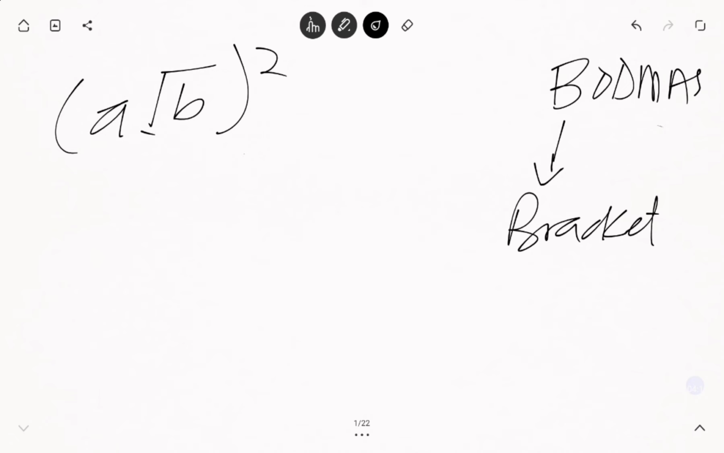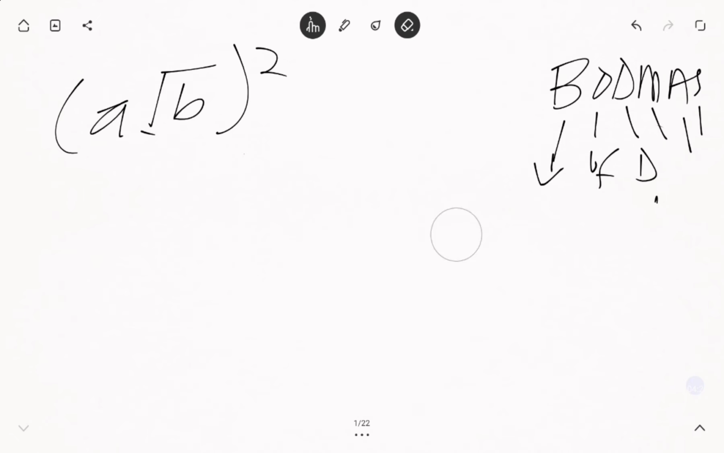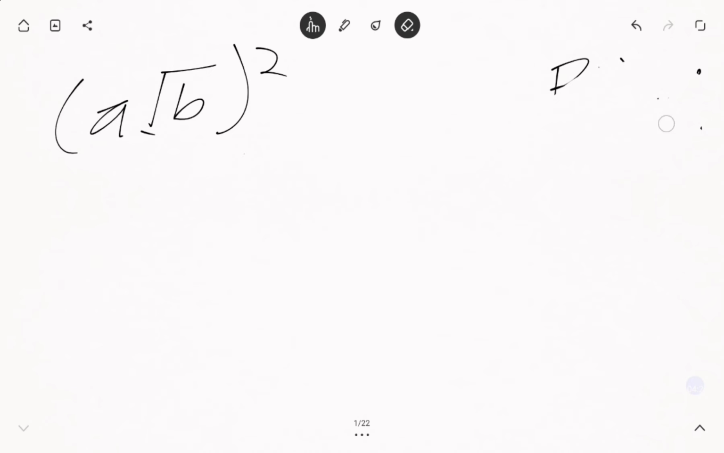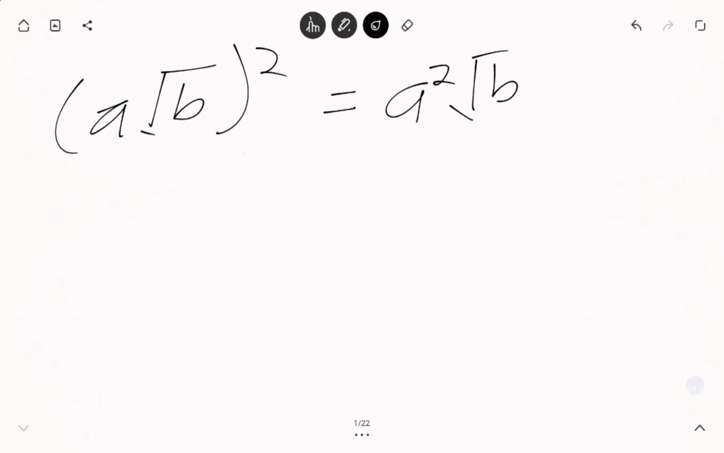So it means if our equation has any bracket, let's do that first. Then this is of, this is division, this is multiplication, this is addition, and this is subtraction. So using the understanding that we just had from BODMAS, the first thing we need to do is to tackle what is in the bracket, which in this case, everything in the bracket is being squared. So this means we have our answer to be a squared multiplied by root b squared. So this becomes our answer.